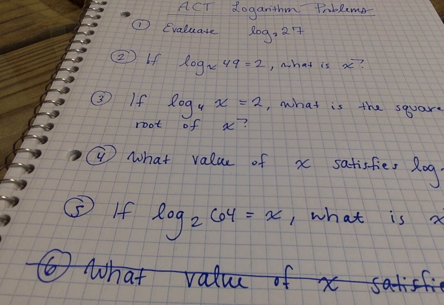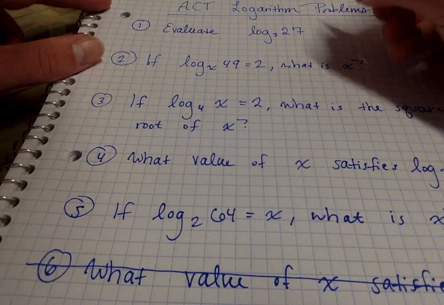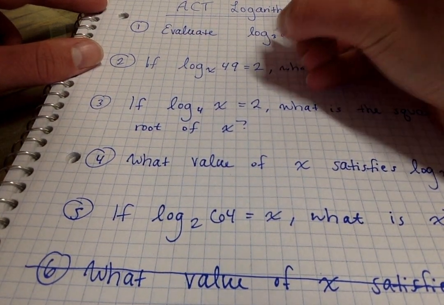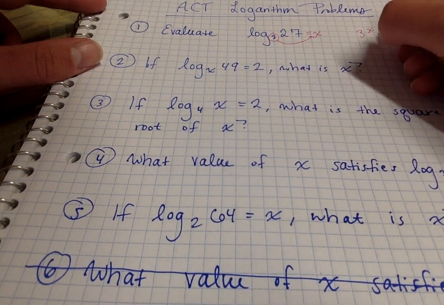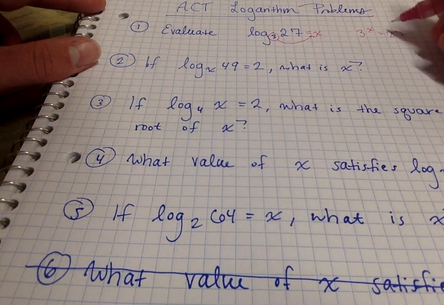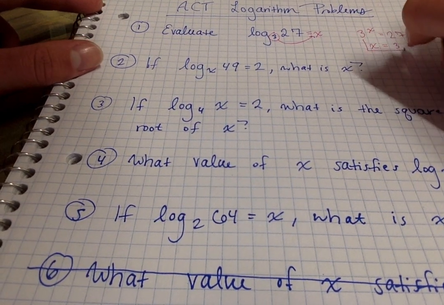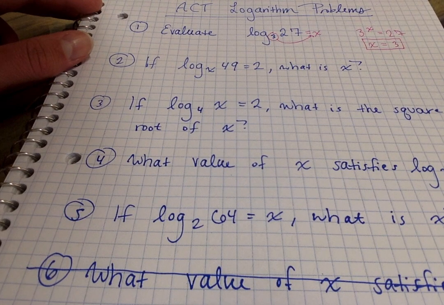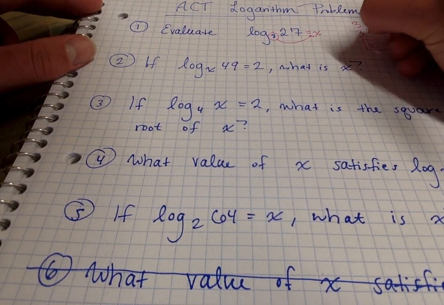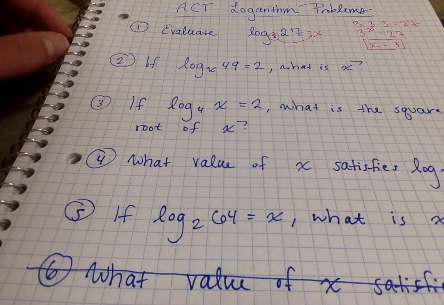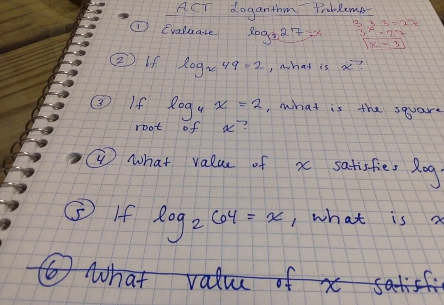So first off, we are evaluating log base 3 of 27. In other words, we are wondering 3 to the x, so I bring the base down here, is 27. So 3 to what power is 27? Well, 3 cubed is 27. So the first one is x is 3, because 3 times 3 times 3 is 9 times 3, which is 27.